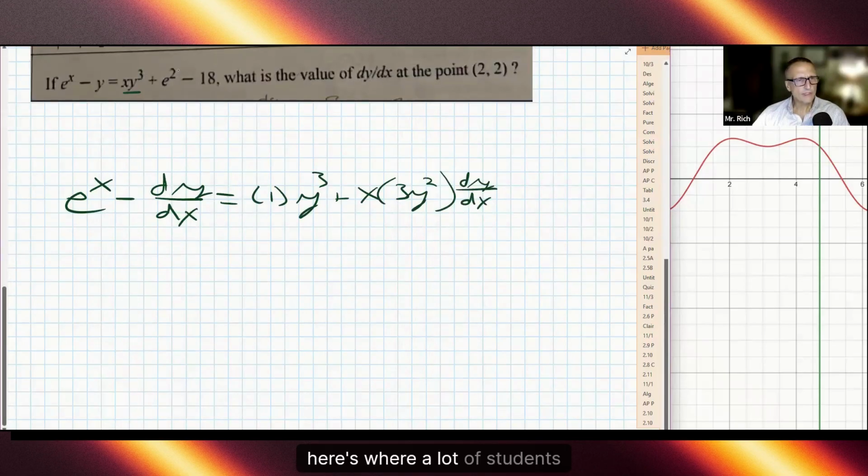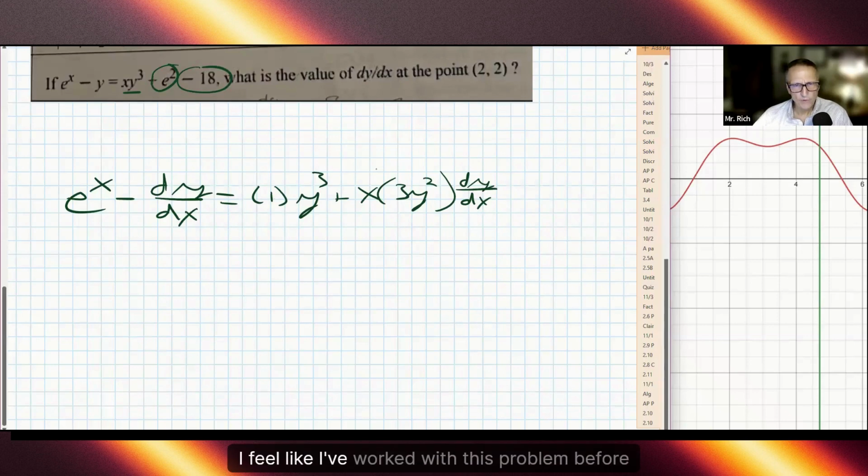Here's where a lot of students will mess this up. The derivative of e squared is 0. The derivative of negative 18 is 0. Anyways, I feel like I've worked this problem before recently. But anyway, there's nothing to those derivatives.